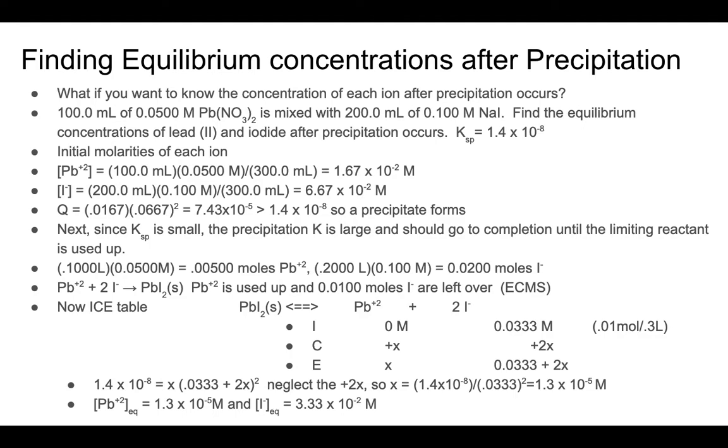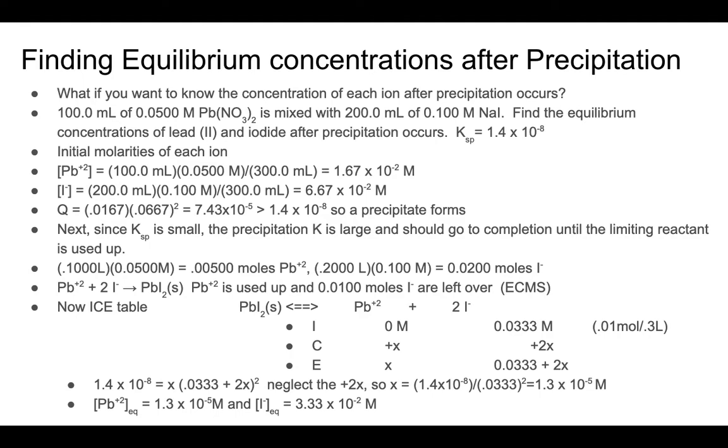So what we do is we assume we have some PbI2 solid. We know we do. We formed a precipitate. And we let it reach equilibrium with the lead plus 2 and the iodide in solution. Now remember, the lead plus 2 was used up, so our initial molarity of lead plus 2 is 0. However, 0.01 moles of I minus are left over.